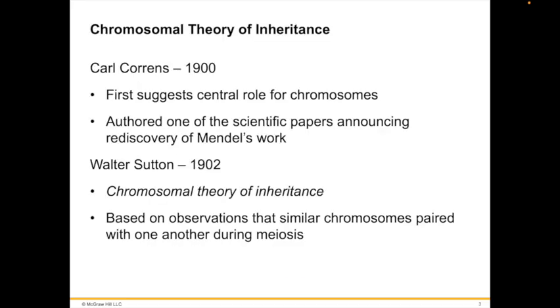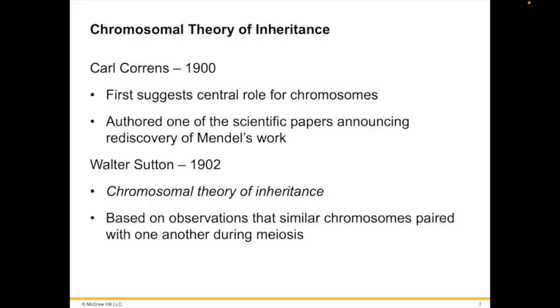Let us begin. A role for chromosomes in heredity was first suggested in 1900 by the German geneticist Karl Correns in one of his papers announcing the rediscovery of Mendel's work. Soon afterwards, observations that similar chromosomes paired with one another during meiosis led directly to the chromosomal theory of inheritance, first formulated by the American Walter Sutton in 1902.